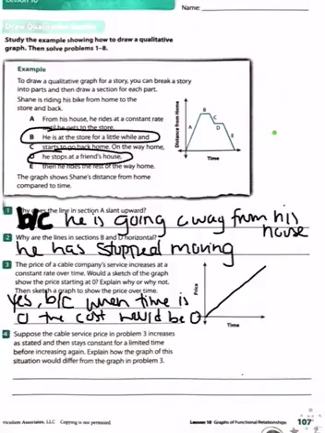Number four, suppose the cable service price in problem three increases as stated, but then stays constant for a limited time before increasing again. Explain how the graph of this situation would differ from the graph in problem three.